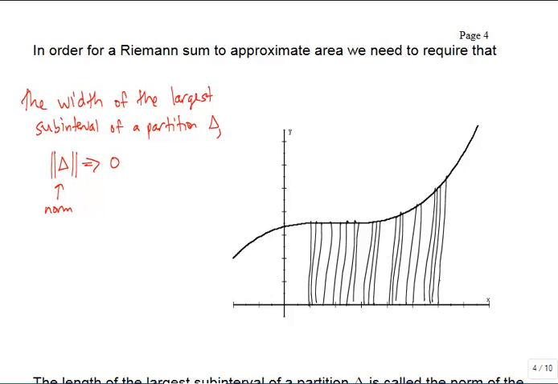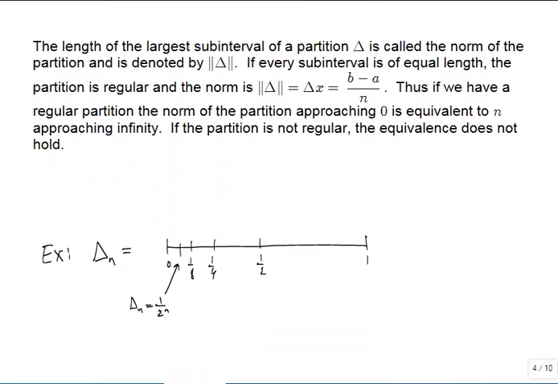So in order for the Riemann sum to truly approximate area, we're going to require that the largest subinterval, called the norm, goes to 0. Okay, so the biggest rectangle that we see over here, its width needs to go to 0 in order for the Riemann sum to become the exact area when we take the limit as n goes to infinity. So the length of the largest subinterval of a partition is called the norm of the partition, and it's denoted by this notation right here.